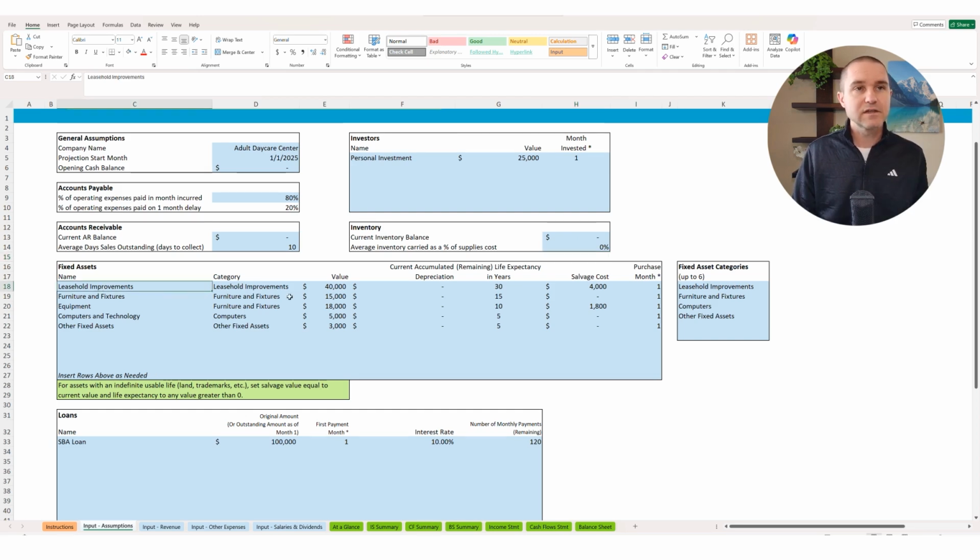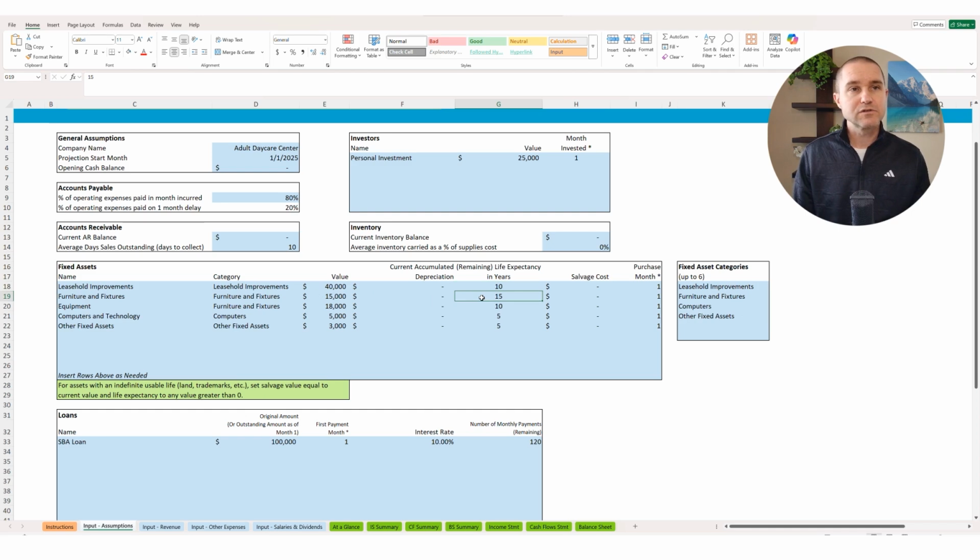Fixed asset. So here, let's say you're going to rent a space, and so you're going to have to make some improvements to the space. You're going to pay $40,000 for that. We'll set the salvage cost to 0 for all of these. So basically that just means that over the useful life of the asset, so in this case let's say these leasehold improvements last for 10 years, we're going to depreciate that $40,000 over that 10-year period.